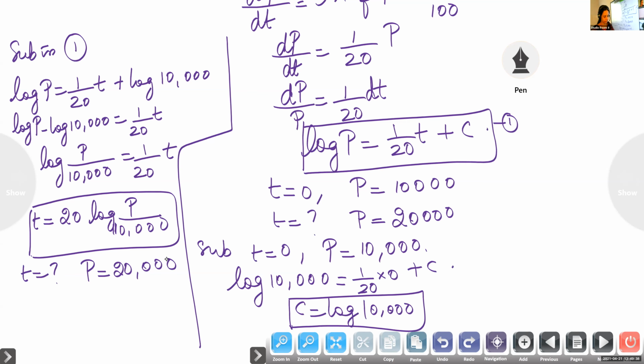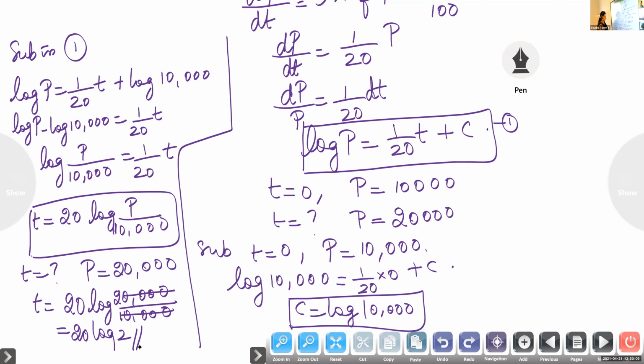What is the answer? When the population is 20,000, what is the time? 20 log 2. Yes, time is equal to 20 log. Tell me Aishwarya, what is the answer? 20 log 2. Okay, so the zeros will get cancelled, so we'll get 20 log 2. So the time taken so that the amount gets doubled is 20 log 2.